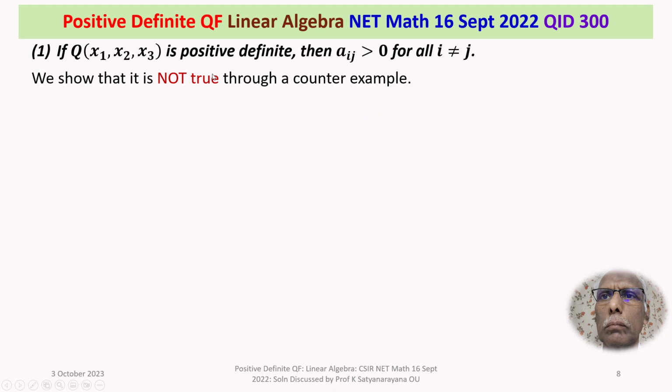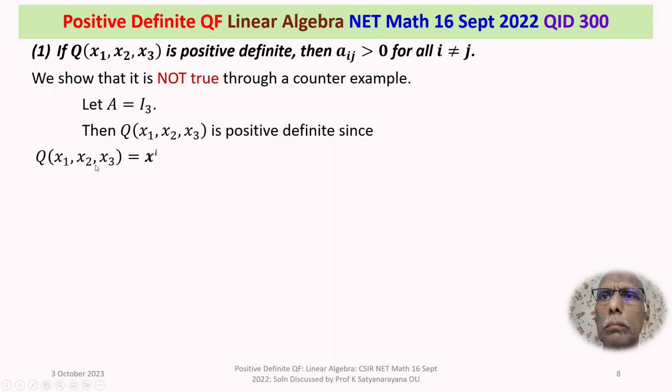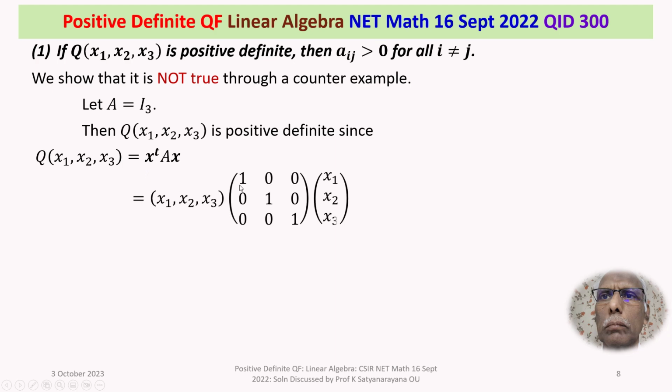So what is the counterexample I will give? A is equal to the 3 by 3 identity matrix. Then the quadratic form corresponding to A equal to I3, Q of x1, x2, x3, is positive definite. Why? Because Q of x1, x2, x3 is x transpose Ax. That is equal to x transpose, meaning x1, x2, x3, times A, the 3 by 3 identity matrix, times x, the column vector x1, x2, x3. Multiply, and you will get x1 square plus x2 square plus x3 square.